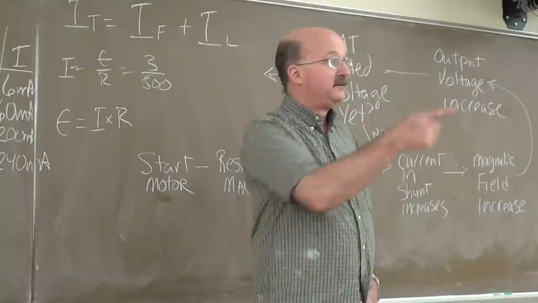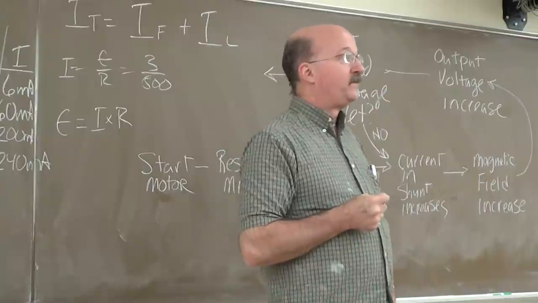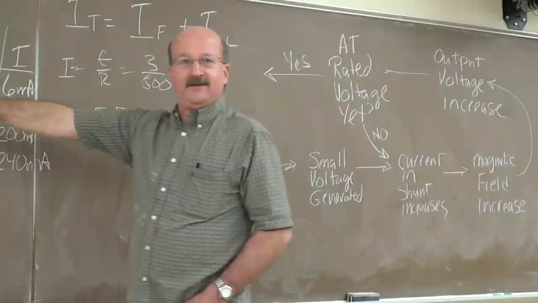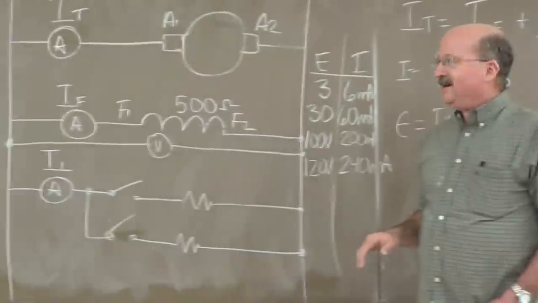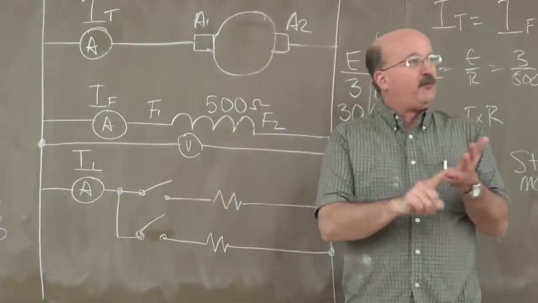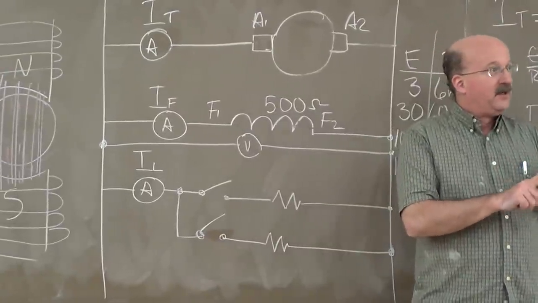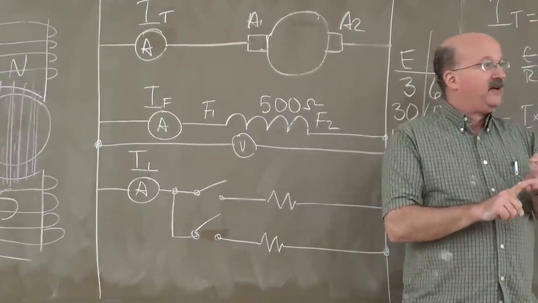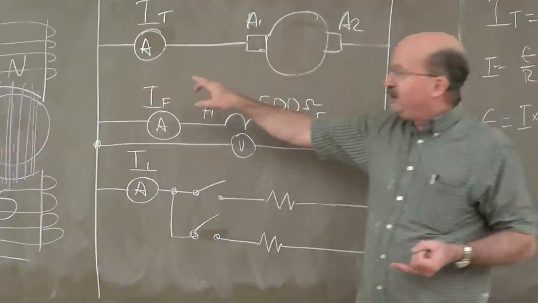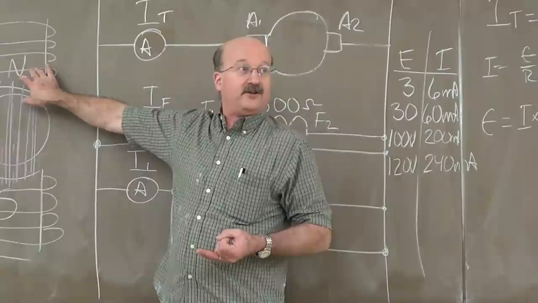So, why does the shunt field use small wire with more turns and the series field use bigger wire? Excellent question. Now, shunt field, a lot of turns, small wire. So our turns are really high, but our current is small, right? Amp turns. We have thousands of turns of wire, so we can generate a huge field with a little bit of current because of the high number of turns.